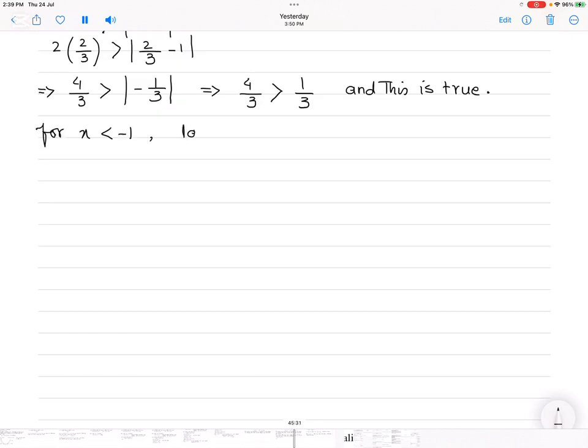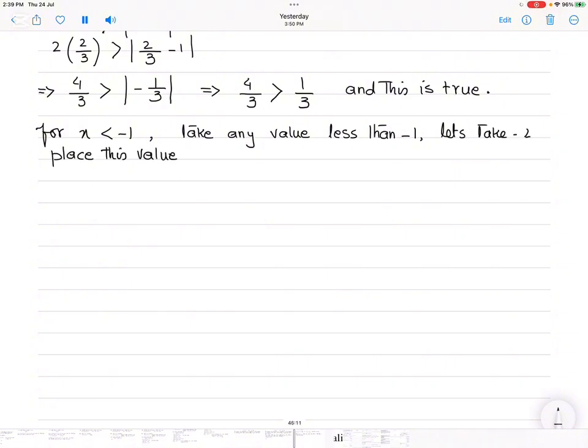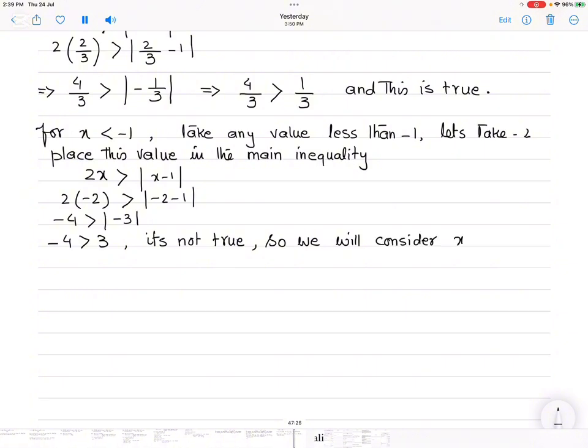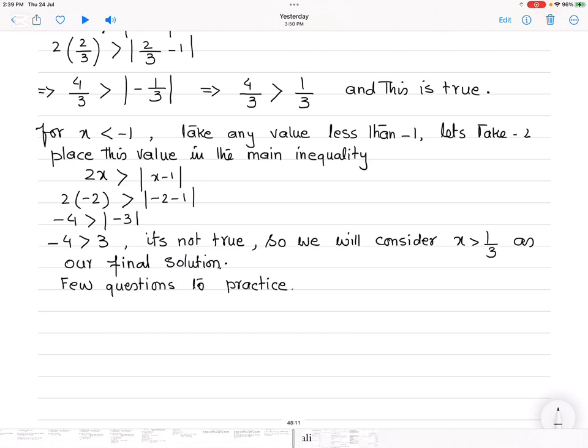For x less than negative 1, take any value less than negative 1. Let's take negative 2. Place this value in the main inequality. You get negative 4 is greater than 3. It's not true. So we will consider x greater than 1 by 3 as our final solution. Now a few questions to practice.